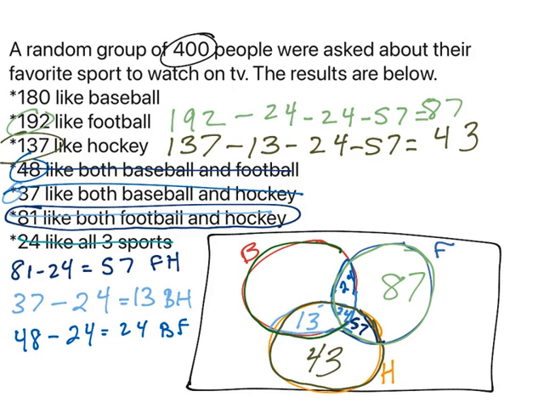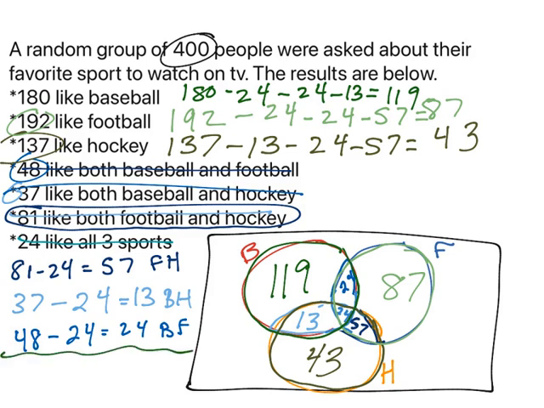Here's my baseball circle. So again, we have 3 already accounted for. So let's get rid of the ones that like football, the ones that like all 3, and the ones that like hockey. And I have 119 people who only like to watch baseball. Now, while you might think, well, I'm done. No, you're not. Because we surveyed 400 people.